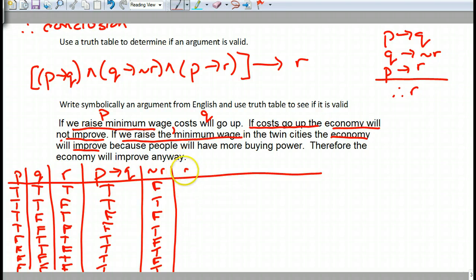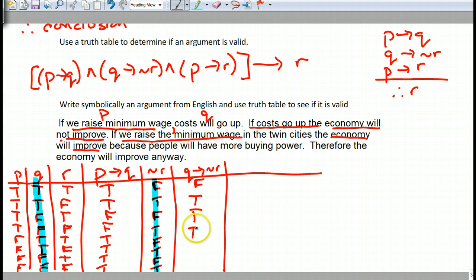And then we'll do Q not R. So we're looking at these 2 columns right here. And we have to have a true and then a false to make it a false. Well, we already got one right off the bat. This one's true. This one's true. Then we got another one right here. And I think the rest are true. Okay? Now we want to do what? P then R. Good.